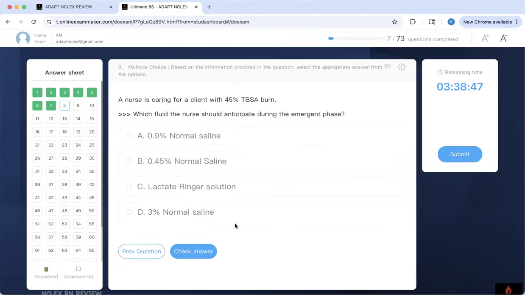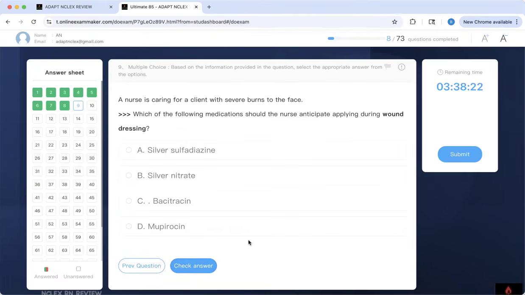Concept question. Stop the video, pick your answer. For every question, I'm going to give you a concept. What is the concept you need to know? You pick your answer. I can tell you, when you have a burn injury, normal saline will cause acidosis because you're going to give them a bunch of fluid. The best fluid for a burn patient is lactated Ringer's. All these are normal saline.